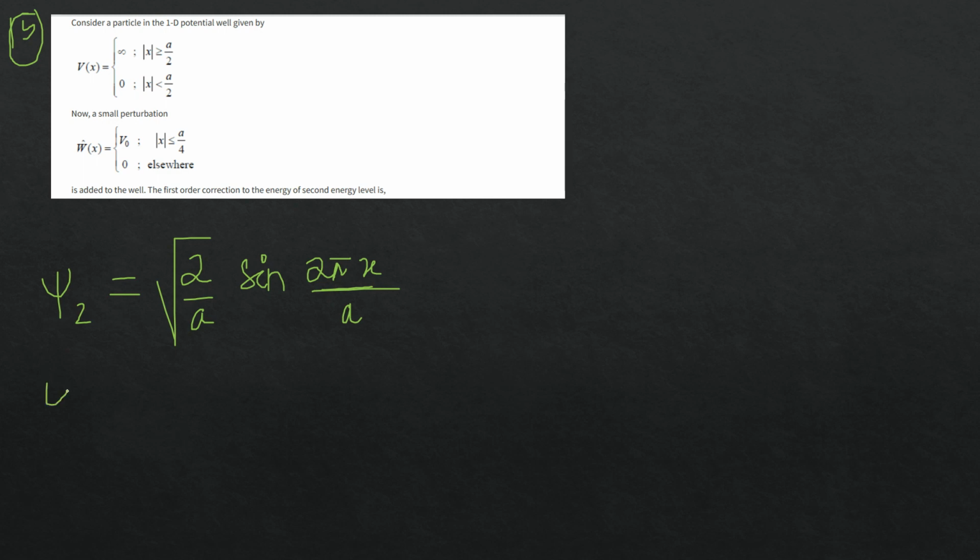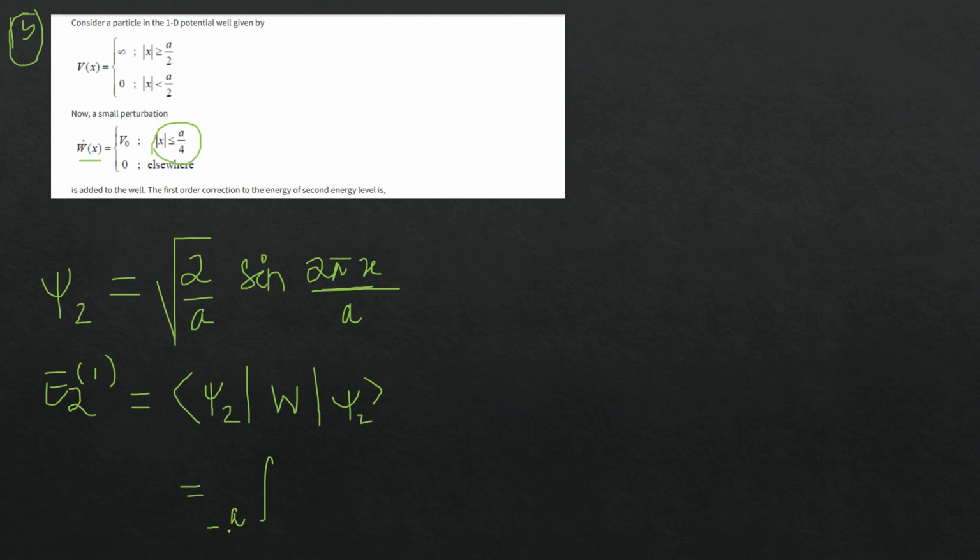So E21 will be your energy correction for the second energy level. E21 is equal to the integral of psi 2, and the potential is given as W, so W psi 2. How will we do it? Integration from what to what? The perturbation is between minus a by 4 to a by 4, isn't it? So the limits are minus a by 4 to a by 4.